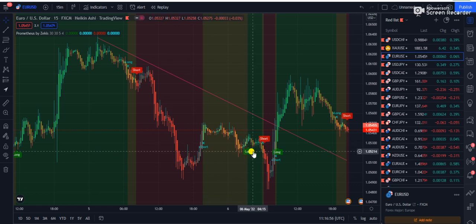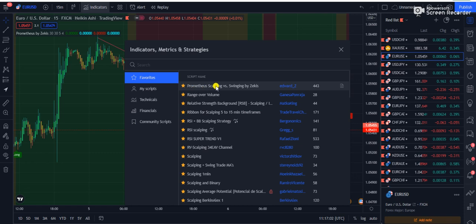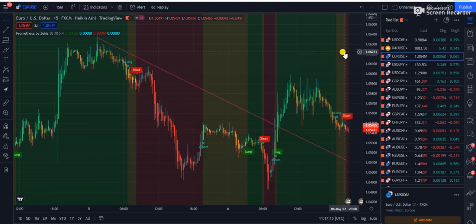So guys, please let me know your thoughts about this indicator. Now I'm going to tell you the name of the indicator: it is Prometheus Scalping versus Swinging by Zekis. The author is Edward _ Z, and it has 443 downloads till now. Prometheus Scalping versus Swinging by Zekis is a very good indicator for beginners, in my opinion.